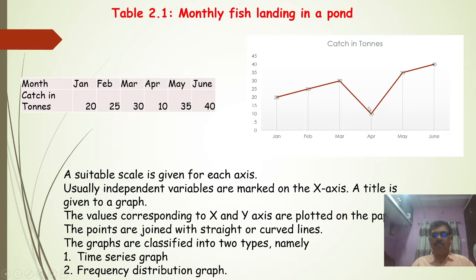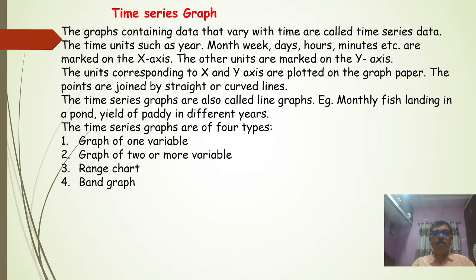The graphs are classified into two types. Namely, the first one is the time series graph, and the other one is the frequency distribution graph. First, we'll discuss the time series graph. A graph containing data that vary with time is called time series data or a time series graph. Time units such as year, month, week, days, hours, minutes, etc. are marked on the x-axis, and other units are marked on the y-axis.